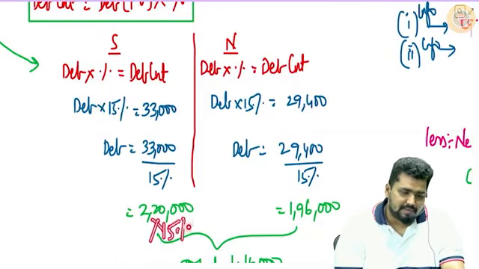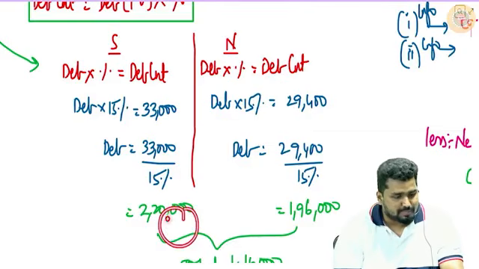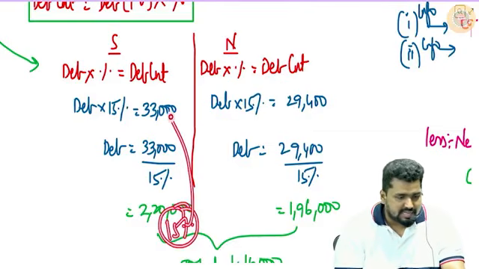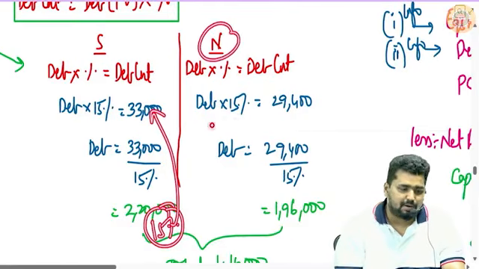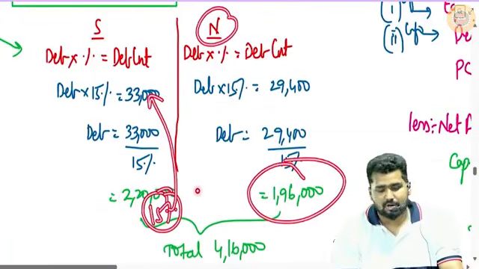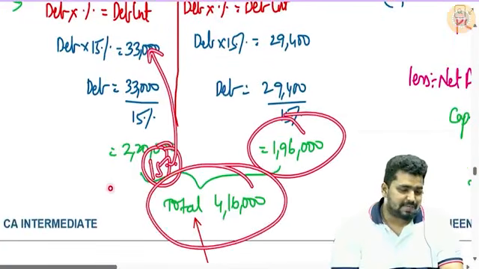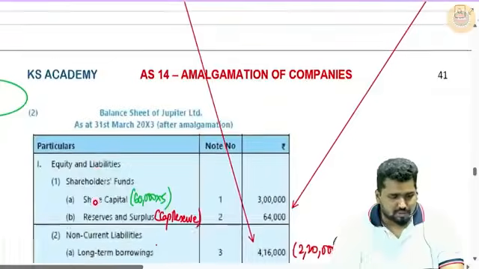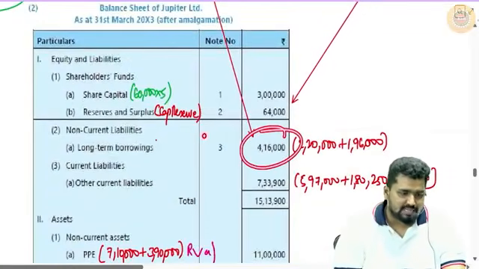Each debenture will be at what percentage as per the question? New debentures should be at 15%. Then only they'll get 33,000. Similarly, for Neptune Limited also, how much debentures worth we have to allot? 196. So total how much debentures we are going to issue? 4,16,000. So 4,16,000 is going to be there in our balance sheet.